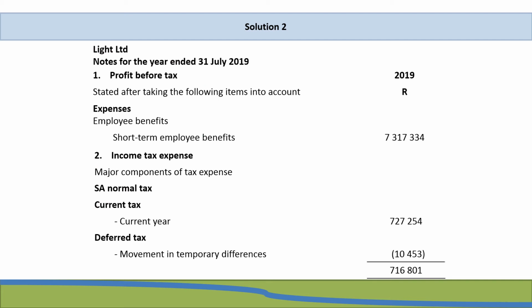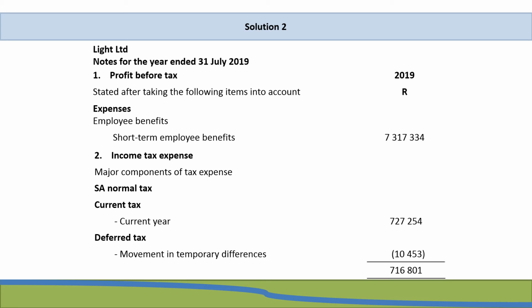Right, so the second part of the required is that we need to disclose the short-term employee benefits in profit before tax and the income tax expense notes. Now, in profit before tax, under expenses, we need to disclose our employee benefits. Now, remember, employee benefits are made up of short-term employee benefits, post-employment benefits, termination benefits, as well as your long-term employee benefits. Now, in this case, we only had short-term employee benefits, and therefore we're only going to include our short-term employee benefits, but we will disclose the full amount of our short-term employee benefits in our profit before tax note, being 7,317,334, which we disclose next to short-term employee benefits.